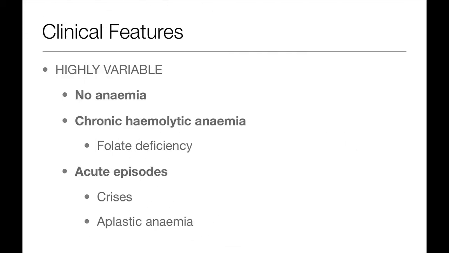So what about the clinical features of hemolysis? They're highly variable. Some patients with a hemolytic problem will have absolutely no anemia at all. Some patients will develop a chronic hemolytic anemia, often in association with folate deficiency, and we'll talk about why this is the case in a bit. And then one of the key features of hemolytic anemias is the propensity to develop acute hemolytic episodes or crises, and sometimes to go on to develop problems with the bone marrow itself, sometimes even an aplastic anemia.